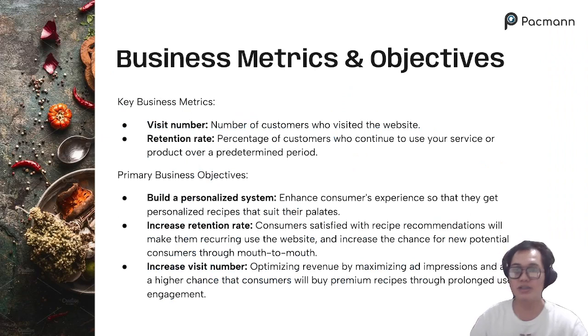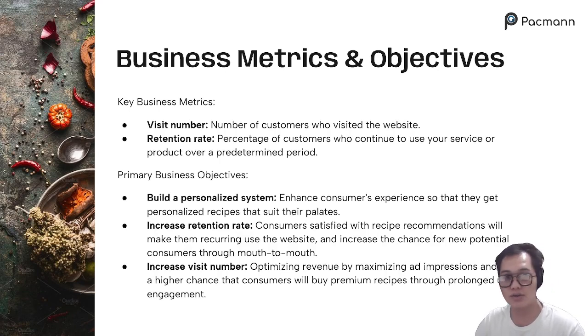Alright, the business metrics and objective. The first key business metric for us is the visit number, the number of customers who visited the website, and the second one is the retention rate, the percentage of customers who continue to use our service or products over a predetermined period. The primary business objective, of course, is to build a personalized system where we can enhance consumer experience so that they get personalized recipes that suit their palates.